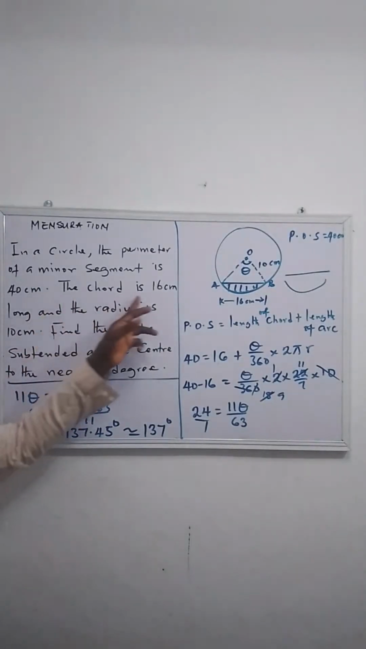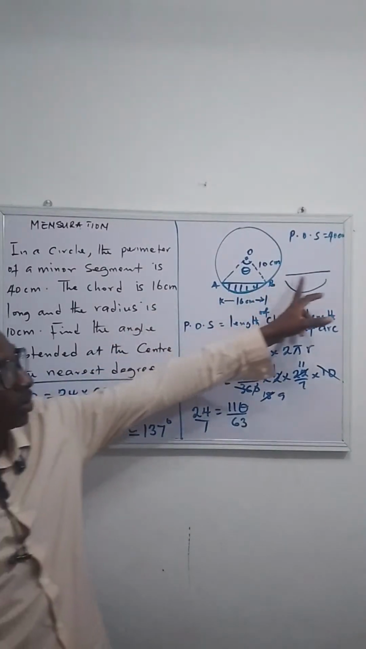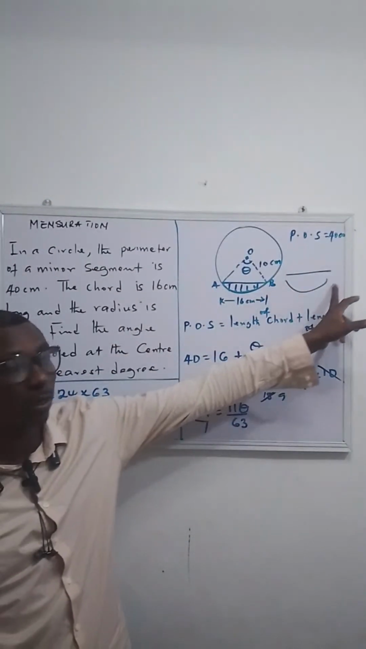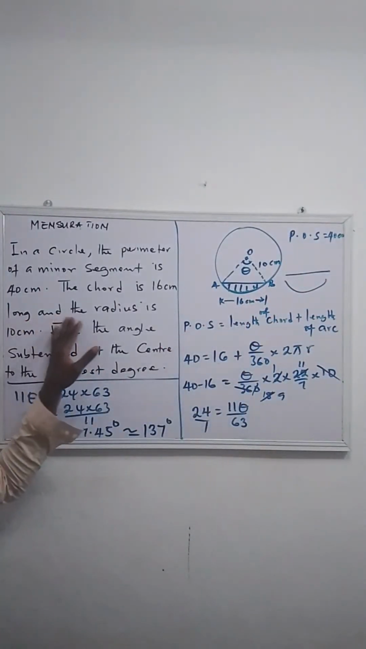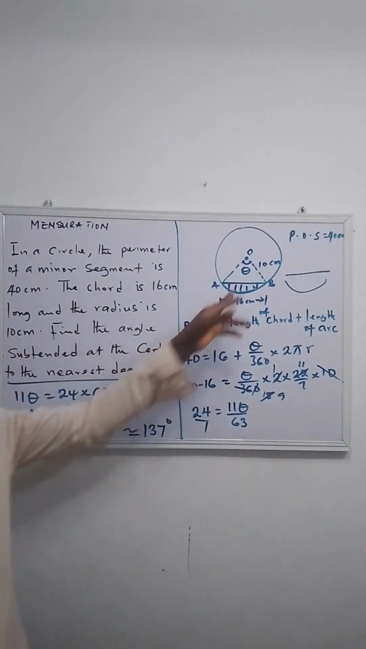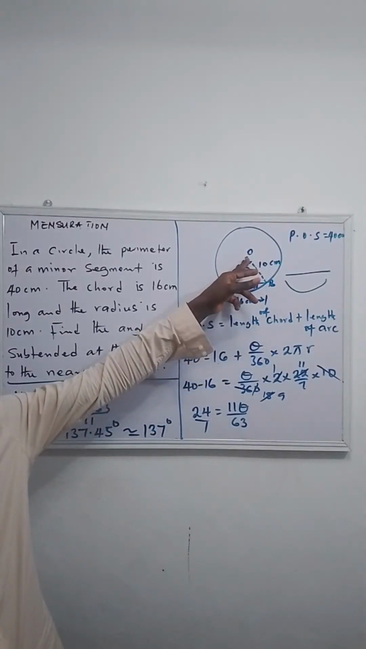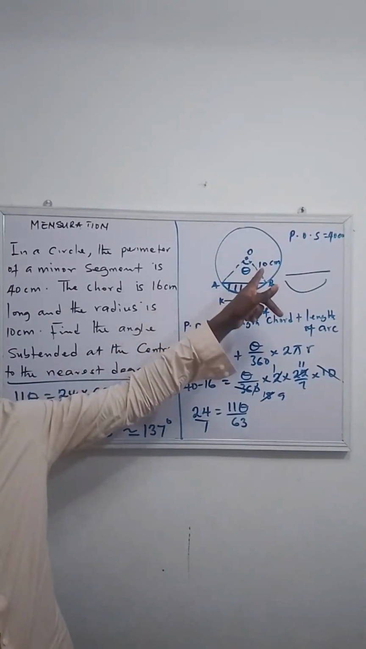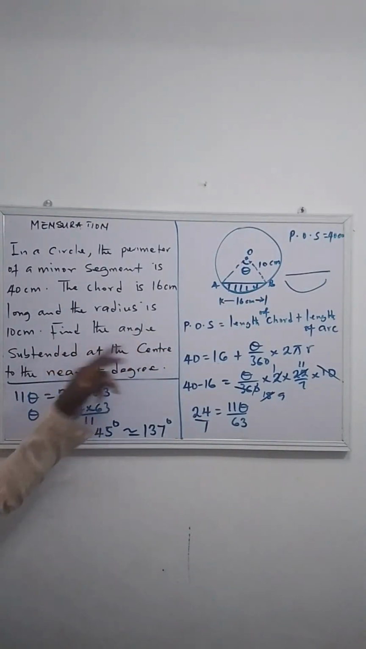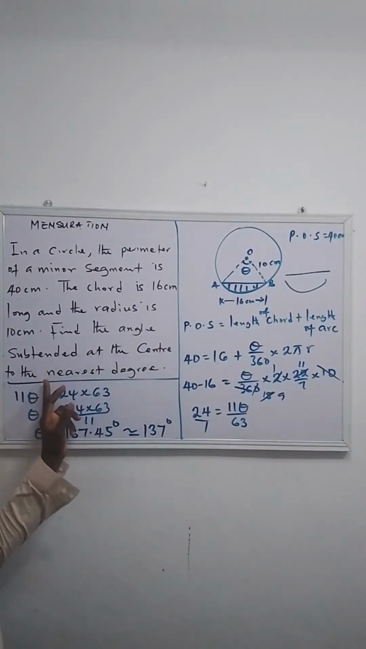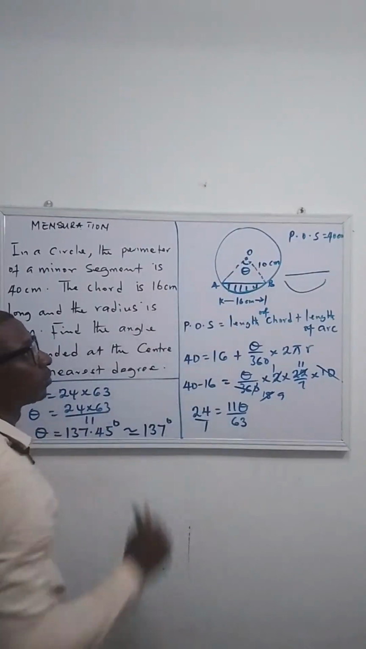Now the chord is 16 centimeters. Look at it, the chord is 16 centimeters. So what we need now is just this one. The chord has been given to be 16 centimeters, and the radius is 10 centimeters. The radius is the shortest distance between the center of the circle and any part of the circumference. So that is 10 centimeters given there. Now you have to find the angle subtended at the center to the nearest degree. This is what we want to get, this angle here.